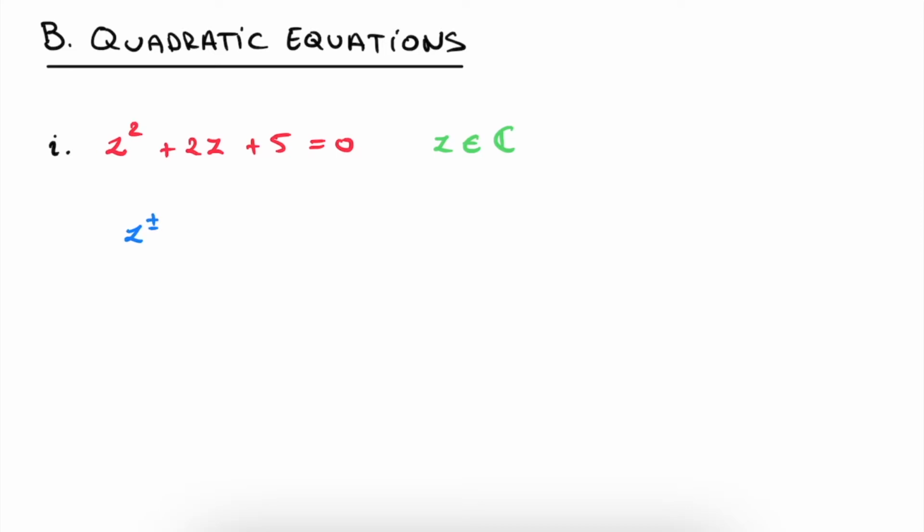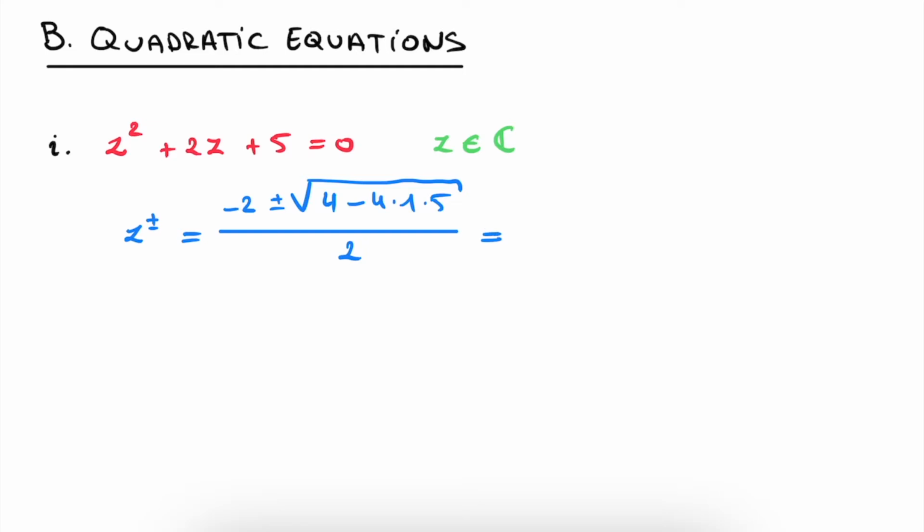So we have, of course, two solutions, z plus minus, which is equal to minus 2, which is minus this coefficient right here, plus minus the square root of this coefficient squared, so 4, minus 4 multiplied with this coefficient, which is 1, multiplied with this coefficient, which is 5. And we divide this by 2 times the coefficient in front of the z squared, which in this case is, of course, 2. We can simply calculate this, so we get minus 2 plus minus the square root of 4 minus 20. And 4 minus 20 is minus 16. And we divide this by 2.